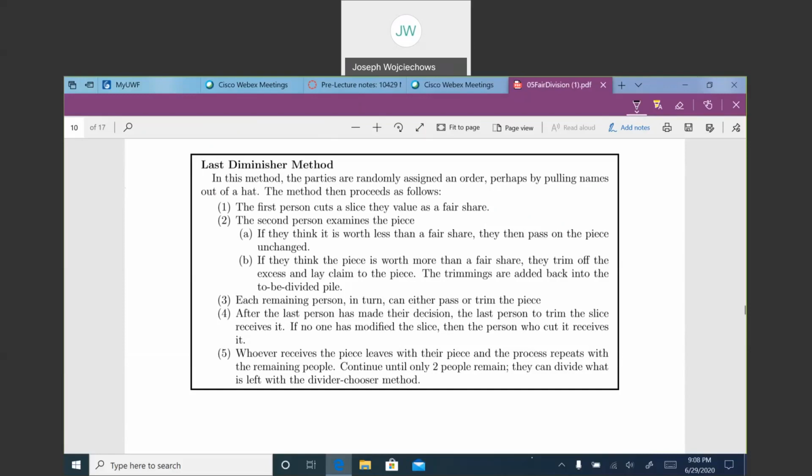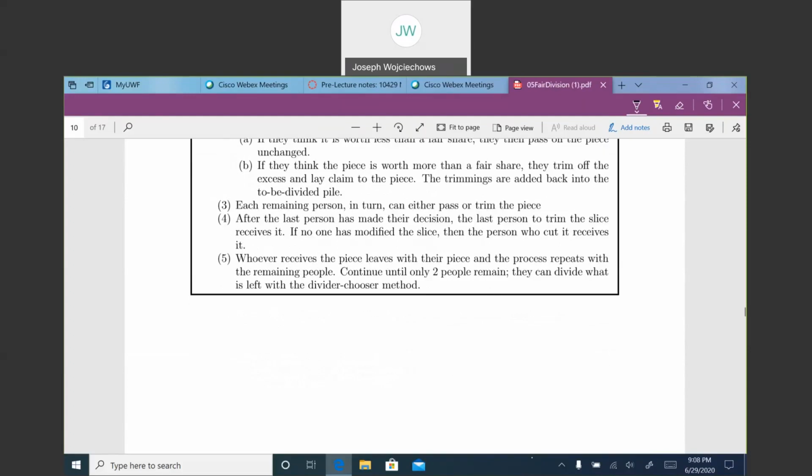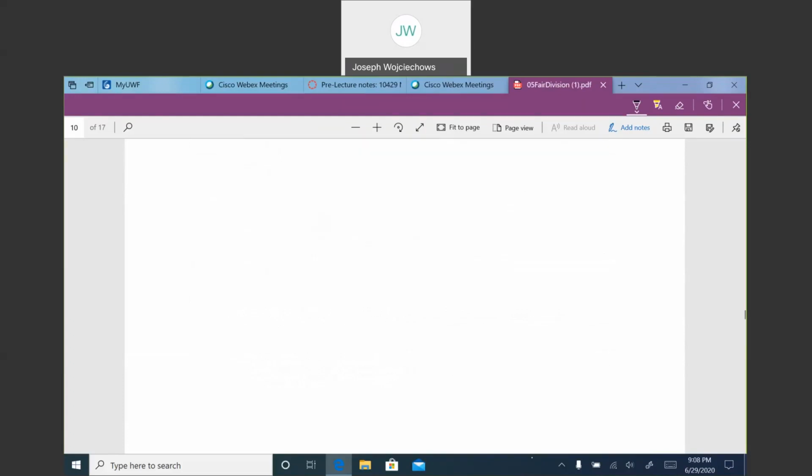Each remaining person, in turn, can either pass or trim the piece. After the last person has made the decision, the last person to trim the slice receives it. If no one has modified the slice, then the person that cut it receives it. Whoever receives the piece leaves with their piece, and the process repeats for the remaining people. Continue until only 2 people remain, then they can divide what is left with the divider-chooser method.